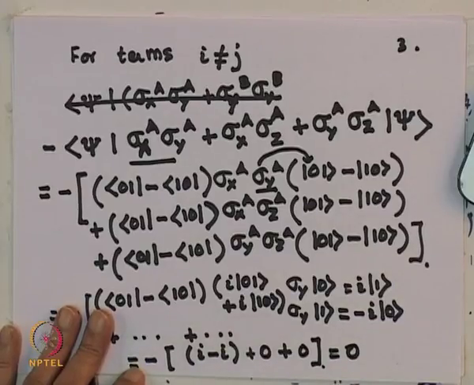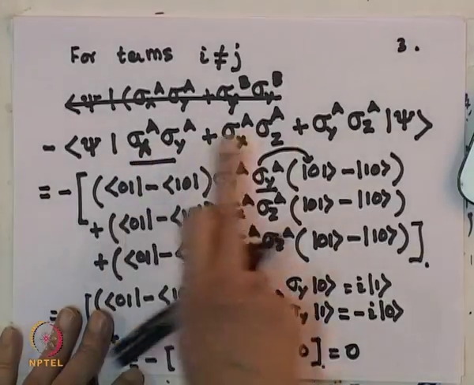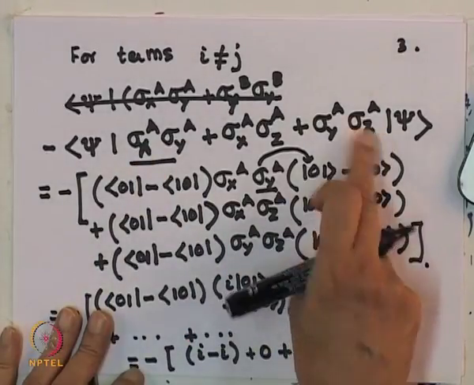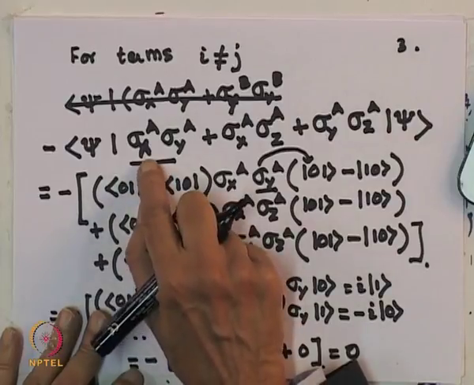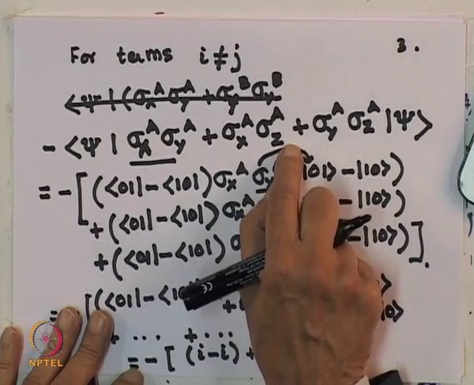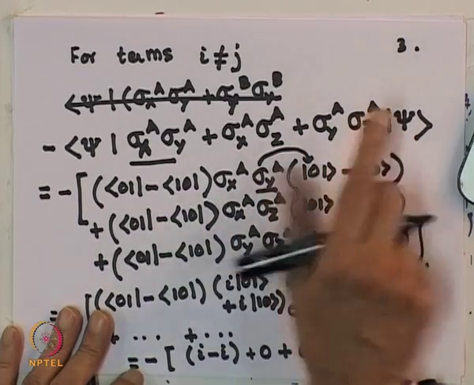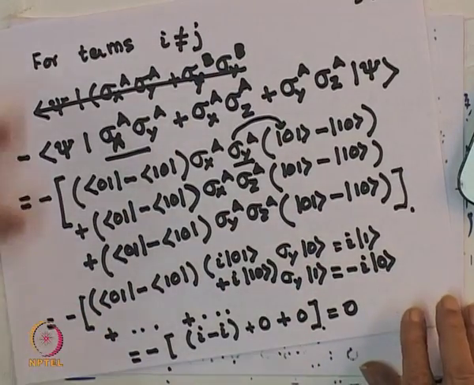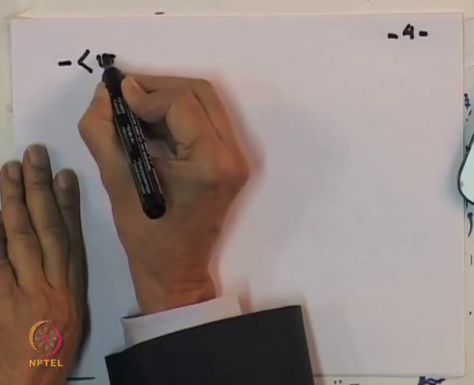Now this is what happens to the non-diagonal term. There are 3 more terms, but it doesn't matter because there will be sigma ya, sigma xa, sigma ya, sigma za, sigma za, sigma ya, and identically those 3 terms will also turn out to be 0. So what am I left with? I am left with only the diagonal terms.